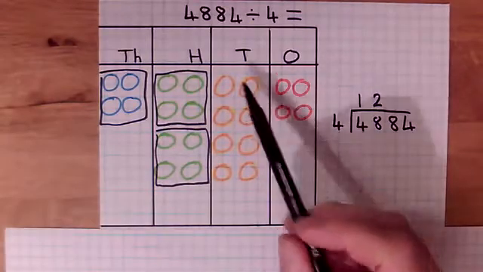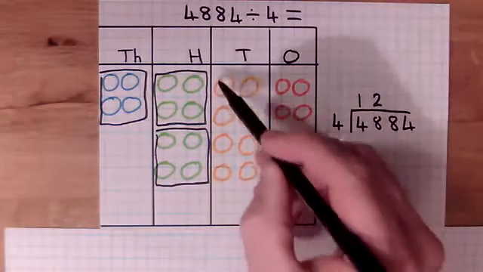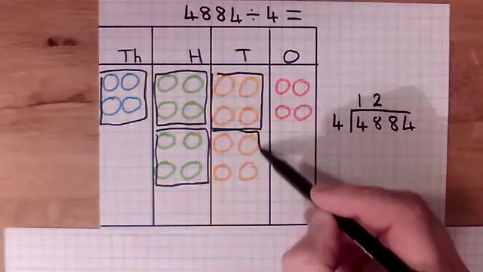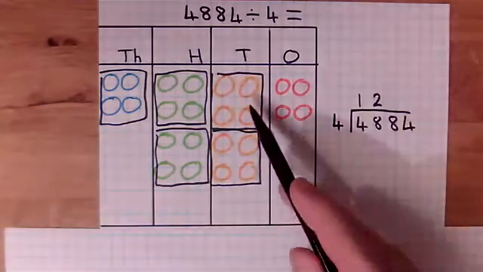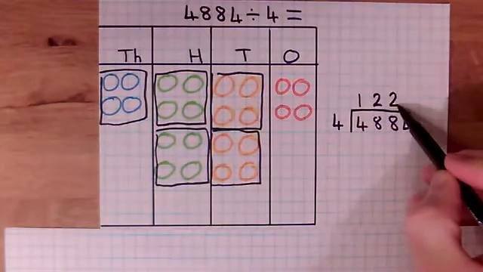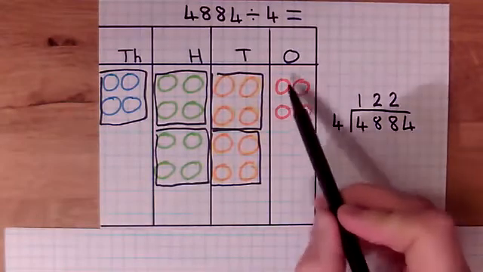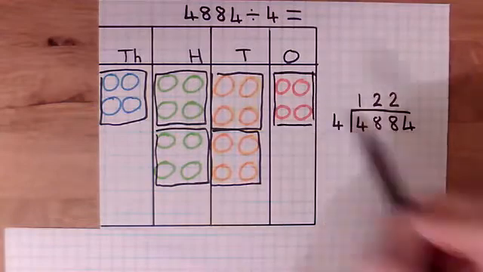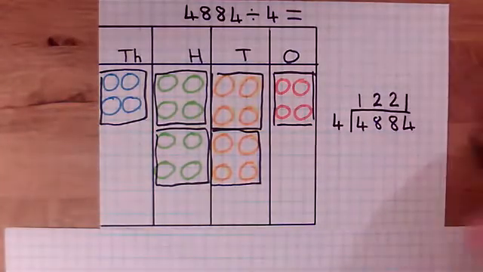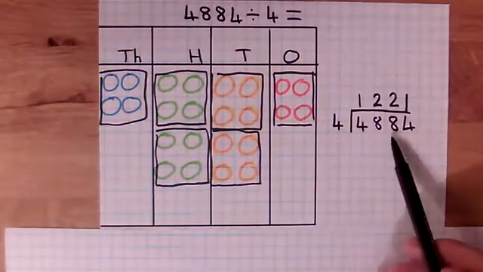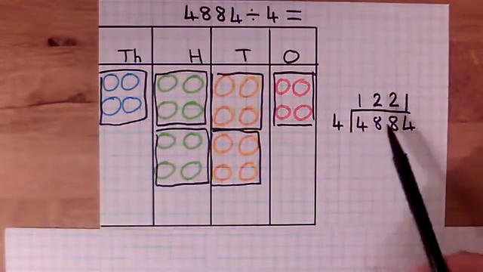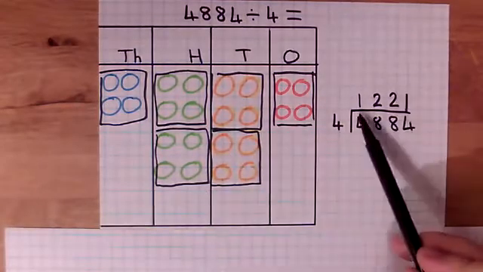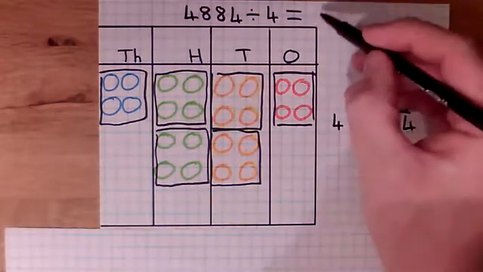I go to my tens, I've got 8 again. So I've got one lot of 4 and 2 lots of 4. Okay, so I've got 2 lots of 4, 2 there again. I come to my ones, I've got 1, 2, 3, 4. That's one lot of 4, and that's going to be an answer of 1. So I can say that my answer for here of 4,884 divided by 4 is 1,221.